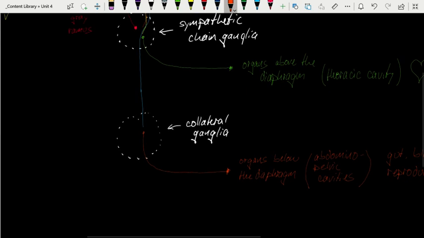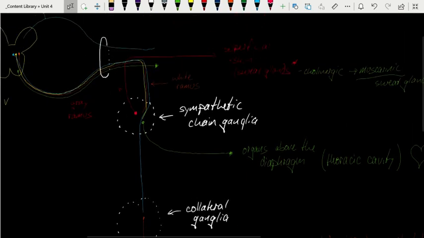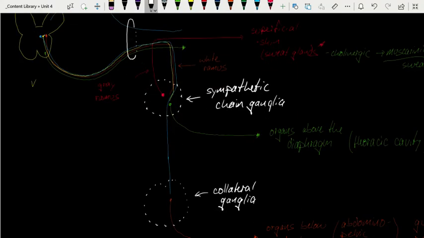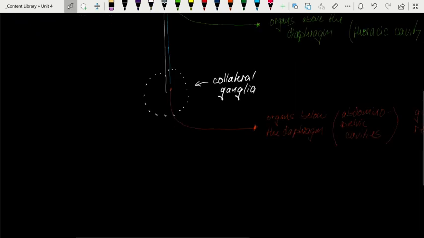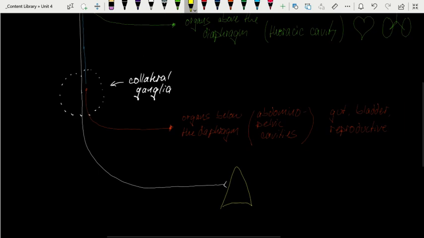All right, there's one last route that we have to follow. And again, we'll start up here in the lateral horn. All sympathetics start in the lateral horn. All sympathetics will follow this same route, joining the spinal nerve, exiting through the white ramus. But this time, we will pass through the sympathetic chain ganglia. And we will also pass right through a collateral ganglia. And in this case, there's only one destination we're going, and this is the adrenal gland.